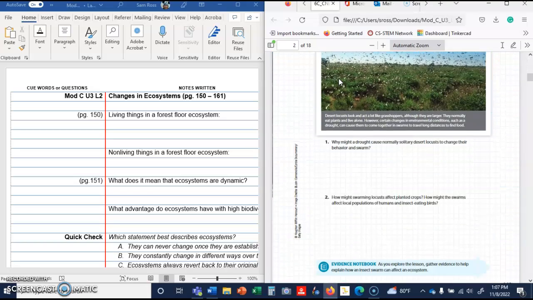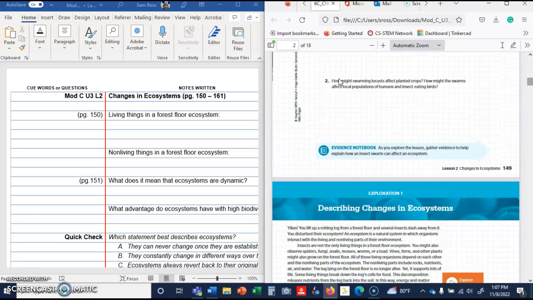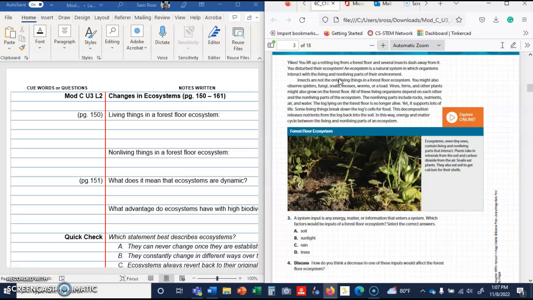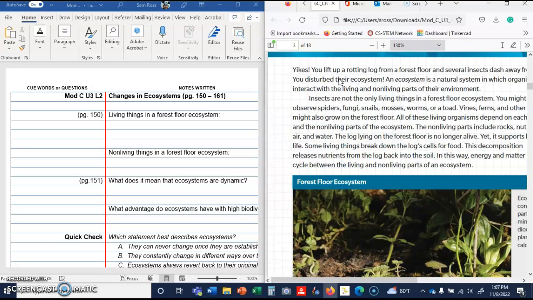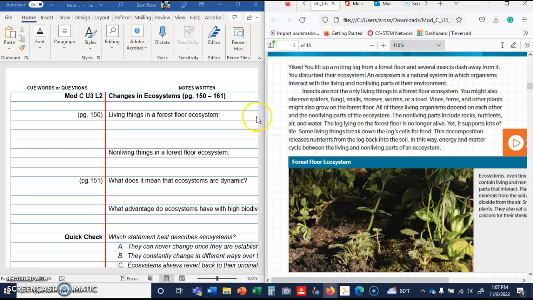I'm going to go ahead and head down towards 150. This is 149. Here's 150, and then I'm going to zoom because I can't see it. Oh, that's too far. Okay.